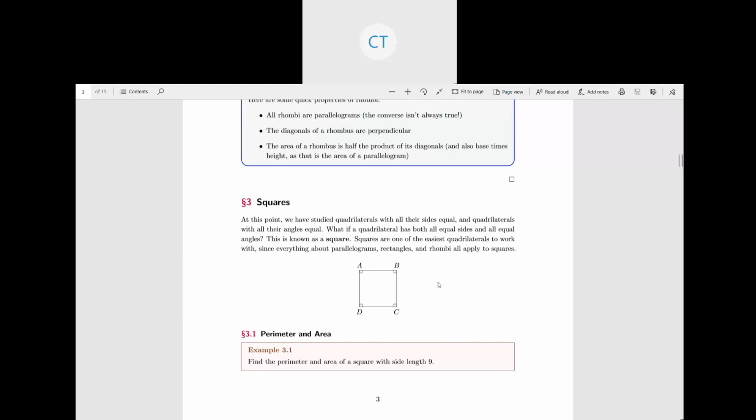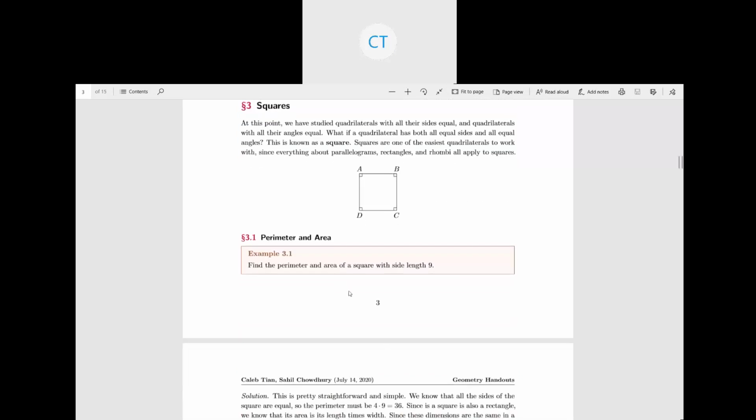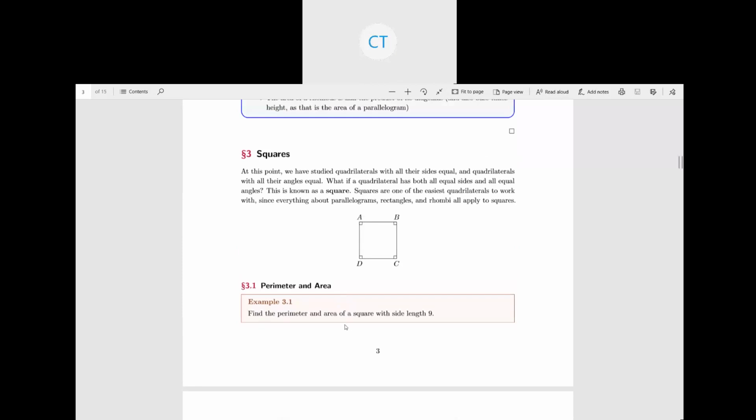All right, so we just studied quadrilaterals that have all equal sides. We've also studied rectangles, which have all angles equal. So when we have a quadrilateral where both the angles and the sides are all equal, we get a square, shown right here. They're one of the easiest quadrilaterals to work with because you can apply everything that we've learned about quadrilaterals. Parallelograms, rectangles, and rhombi, all those properties are going to apply here. So I'm first going to ask you guys to find the perimeter and area of a square if the side lengths are 9. Should be pretty simple.